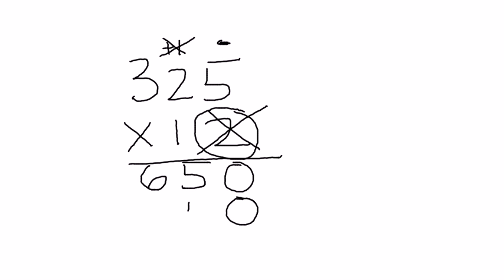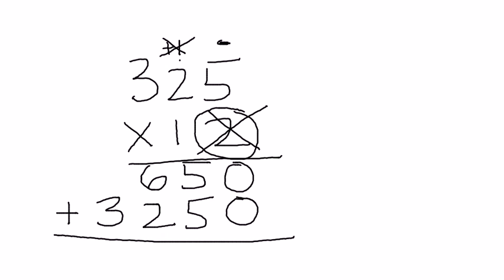So 5 times 1 equals 5. Move on to the tens. 2 times 1 equals 2, and 3 times 1 equals 3. The last thing we need to do is add up these two products to get our final answer.